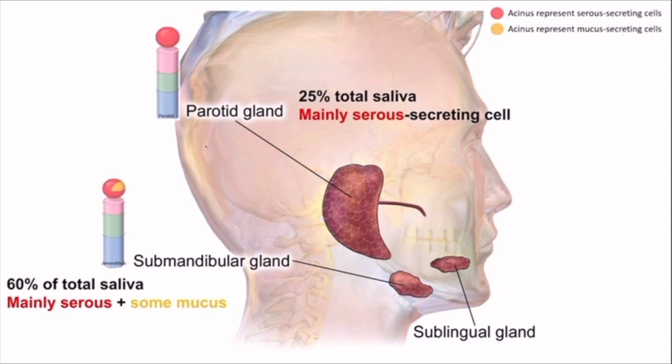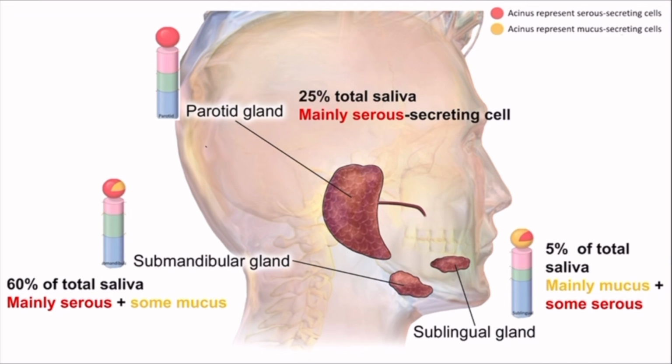The second largest gland is the submandibular gland, which is responsible for producing 60% of the saliva. The submandibular gland is predominantly made up of serous acini, but it also contains a small number of mucous acini. The mucous acini produce a more viscous fluid that acts as a lubricant for the mouth, while the serous acini produce a fluid that is transparent and includes enzymes.